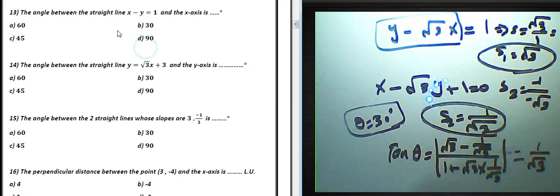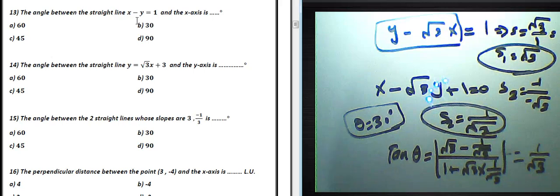Question 13. The angle between the straight line x minus y equals 1 and the x-axis is, he asked about what? The angle between the straight line and this x-axis. Look at here, the slope will be what? Negative coefficient of x over coefficient of y, it will be 1. Ask yourself, tan theta equals 1, theta is 45. Okay, so the result will be 45 for this example.